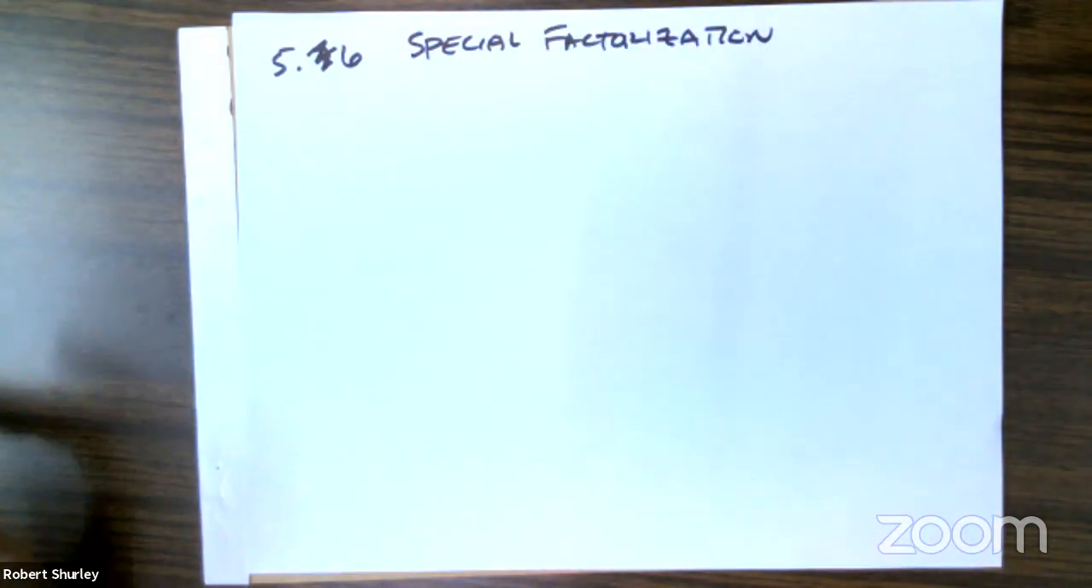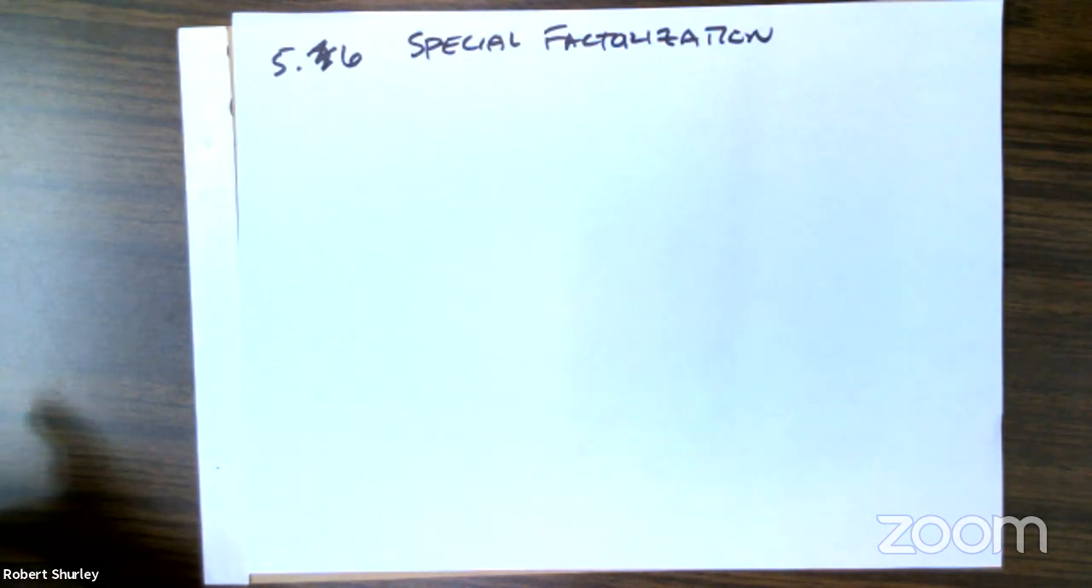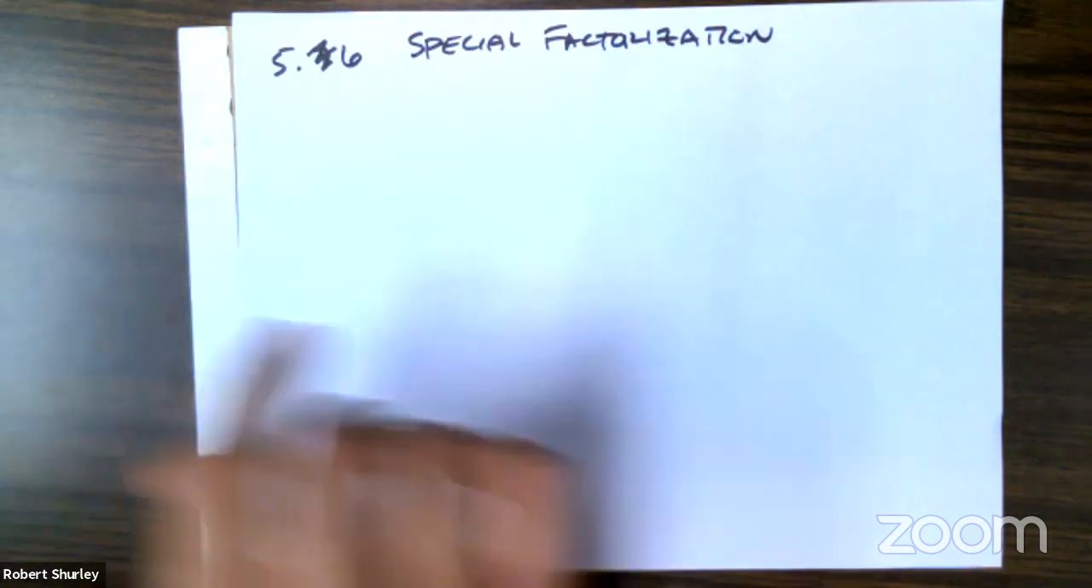Okay, let's get rolling. So today we're going to go over 5.6, which is special factorization. But before we get started, are there any questions from 5.4 and 5.5? I have one from 5.5. Perfect. Okay, let's get rolling. Oh, wait. Today we're going to go 5.6.